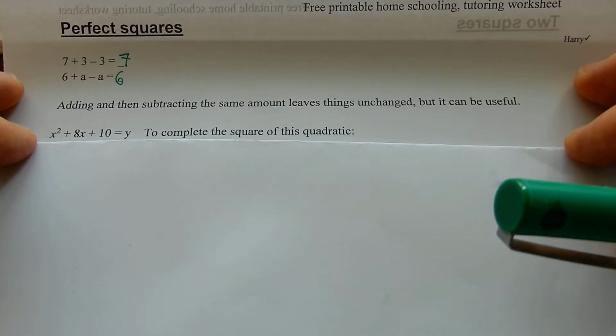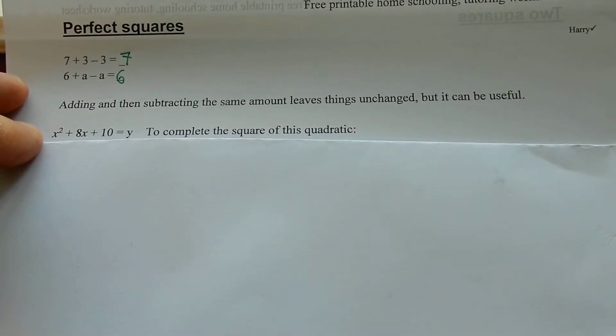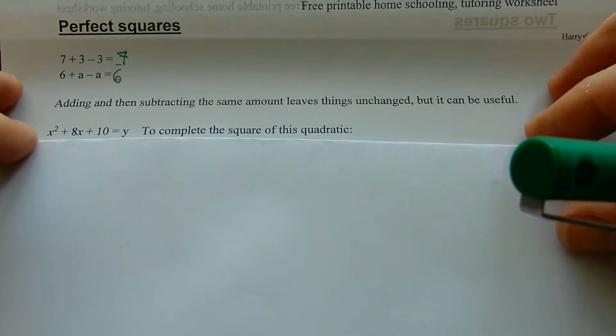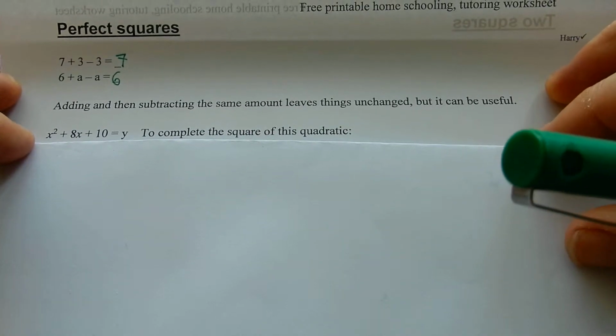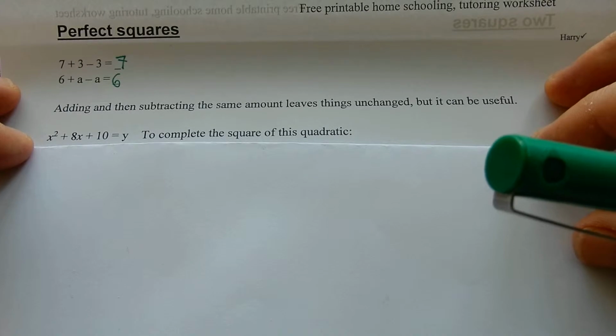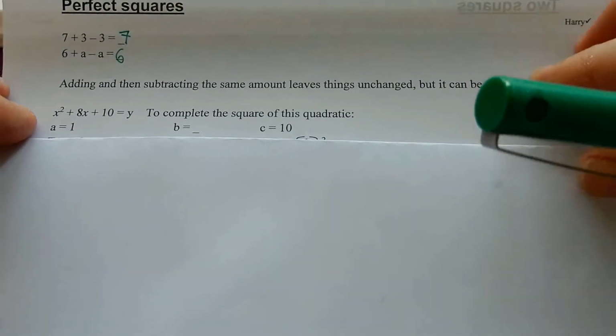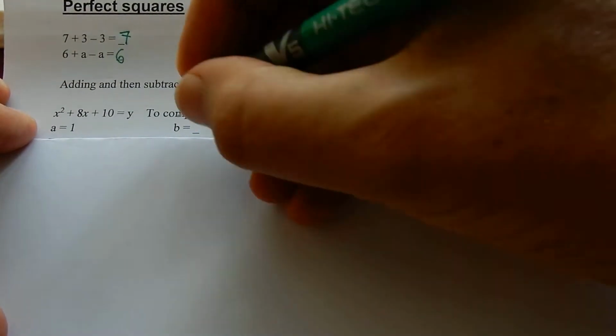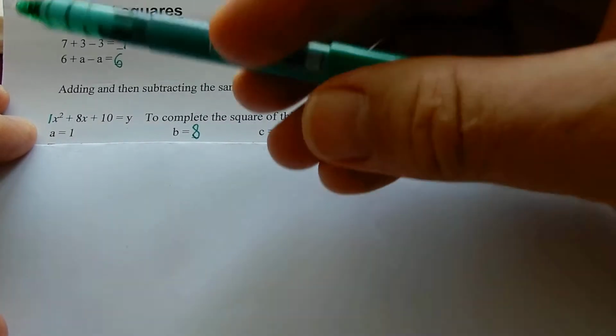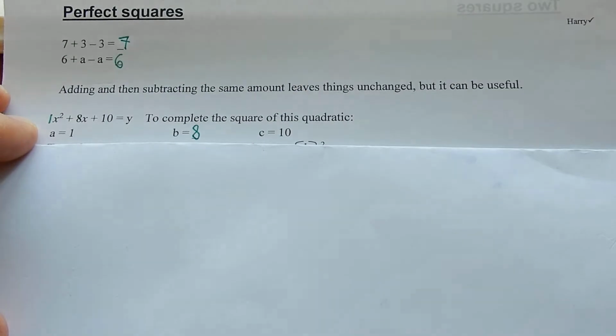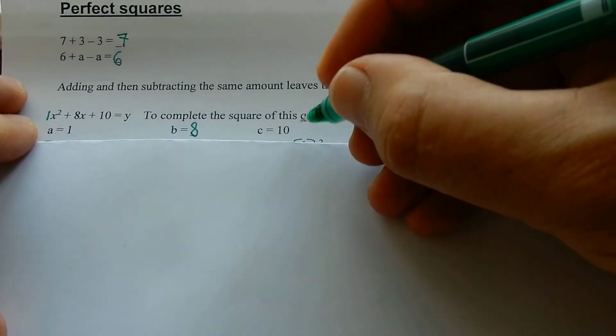Completing the square. x squared plus 8x plus 10 equals y. To complete the square of this quadratic equation, we want to make it into brackets with a squared. A equals 1, B equals 8. Yeah, x squared is 1, so A is the number in front of the x squared, B is the number in front of the x, C is 10. Yeah, that's right.